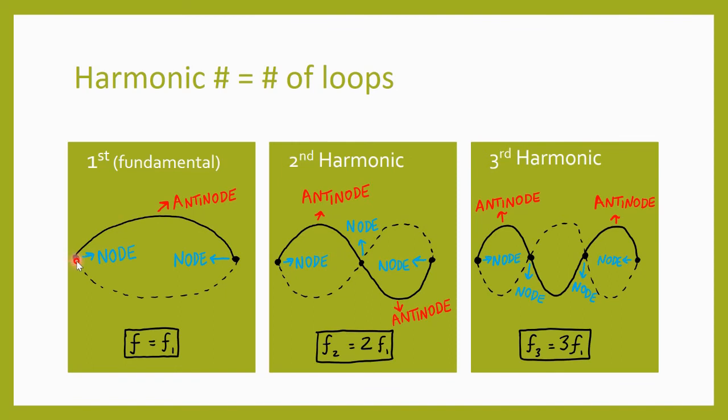So our nodes are areas of no movement. So the string actually isn't moving at the ends, but this is considered our antinode, and that's flipping up and down. So our first fundamental has, if you look at the picture, they kind of look like loops.